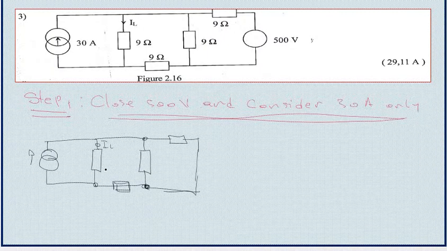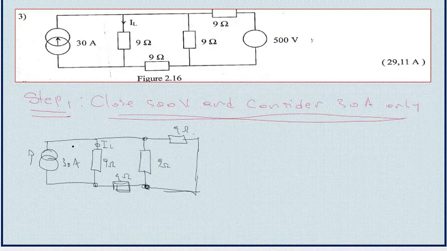Now we are going to put the value of each resistance. We have 9 ohm all over, and the value of this current is 30 amp. That is the total current. Here we know what the total current is, so we don't need to calculate the equivalent resistance, because we calculate the total resistance when we don't have the total current, but here the total current is given.